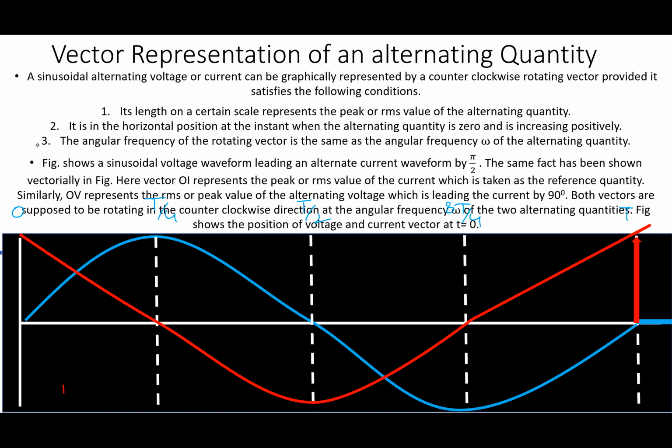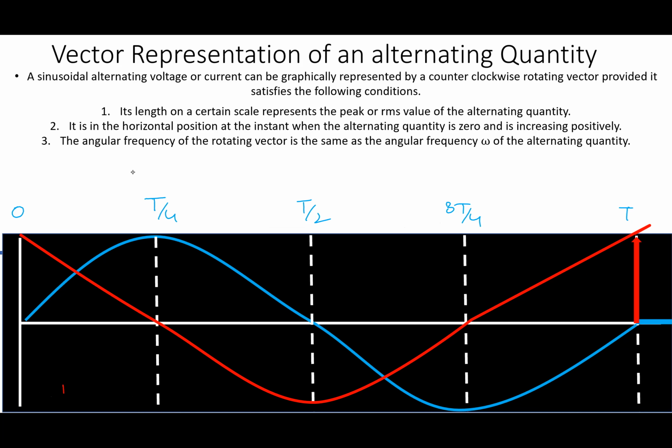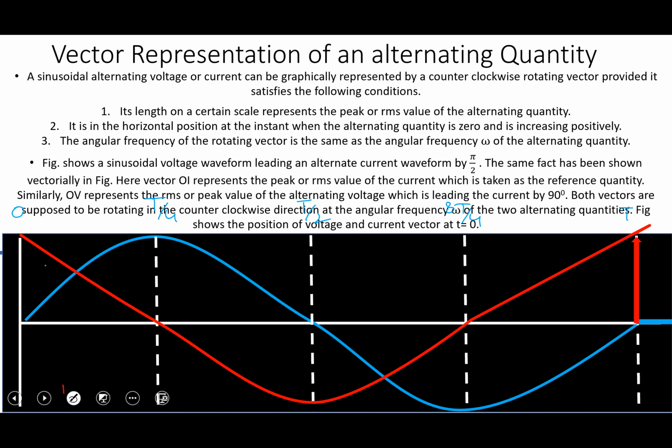Now, in this case, it says over here, the figure shows a sinusoidal voltage waveform leading an alternating current by pi by 2 or 90 degrees. The same fact has been shown vectorially in the figure. That means at this point, this figure, we can draw it over here, that OV is leading OI by an angle of 90 degrees.